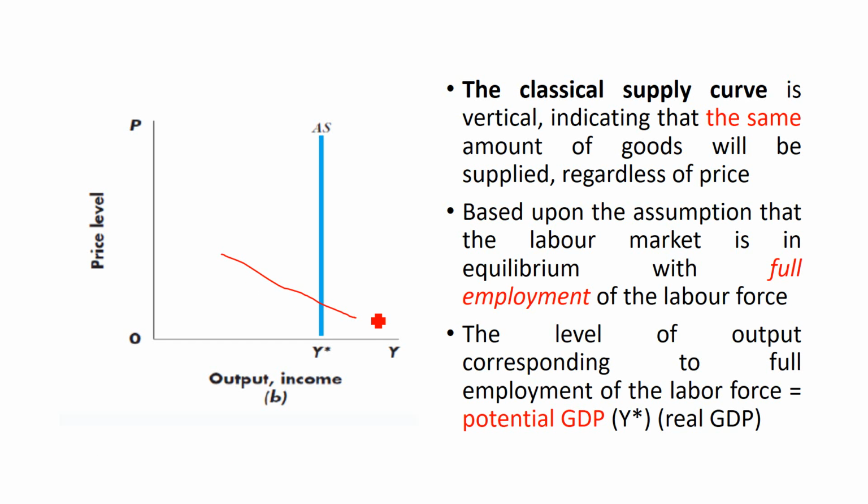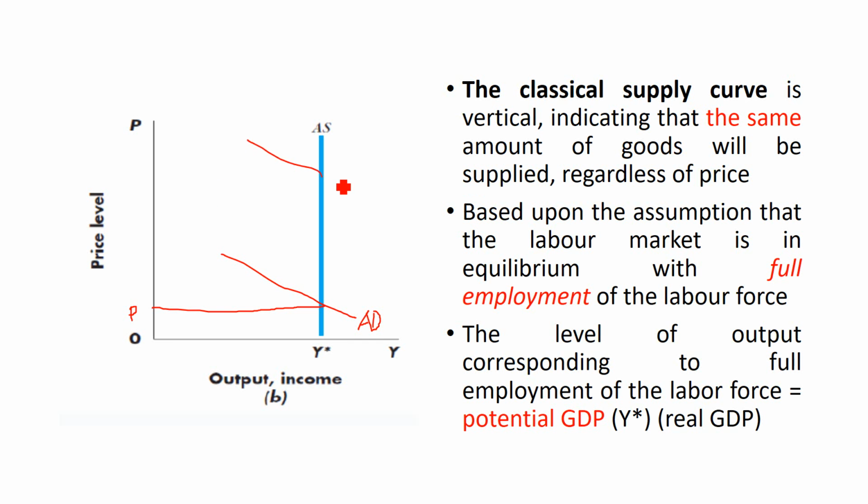Note that if the demand for goods and services is low, such as at AD, then the amount of output produced, if the economy was using all its resources to their fullest potential, would be Y star, and that output would be sold at a price of P.